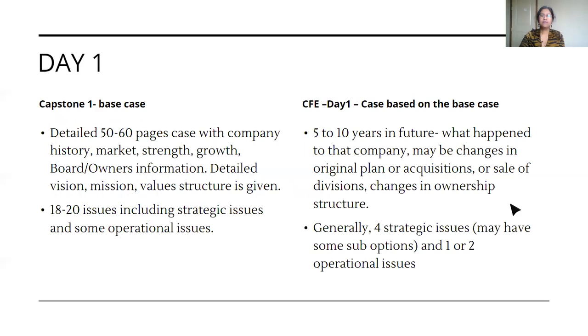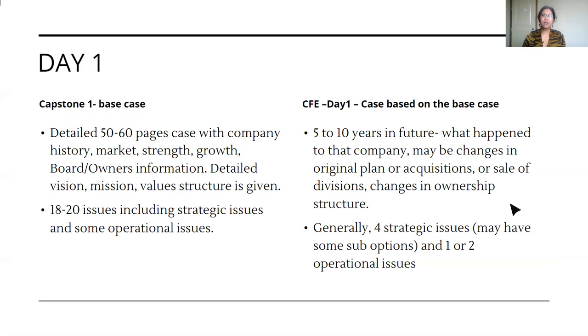Now, to give you an idea of what it is: in Capstone 1, you're given a base case. It is one big 50-60 page case which has all the details of what the company is, what the history of the company is, how that company was formed, what the market of that company looks like, what the strengths and weaknesses of that company or that market are, what affects them, what the opportunities are, who the board of directors and the owners are, their personalities, and where they come from. All this detailed information would be given in 50 to 60 pages.